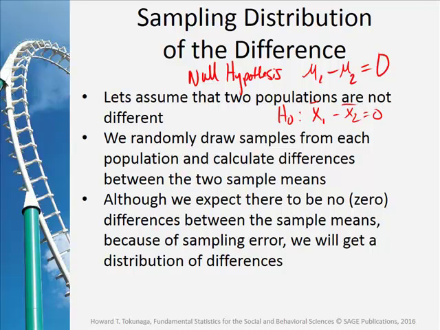This is our null hypothesis. Okay. We've randomly drawn samples from each population. We've calculated the difference, and although we expect there to be no difference between the sample means, because of sampling error, the fact that we have a small sample from the large, we get a distribution of differences. Remember, the 15 cars that we observe could be in a place where there are geographical differences or cultural differences or just a parking lot of really nice people. Where might you find a parking lot of really nice people that want to hurry to be nice to the other people?